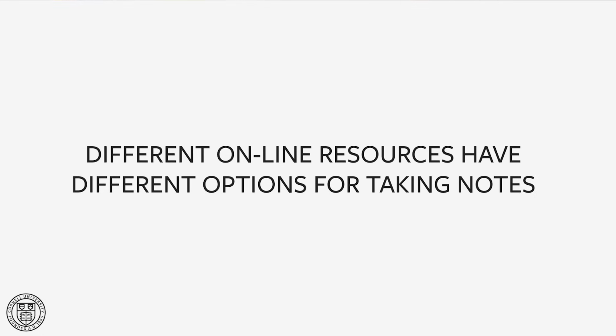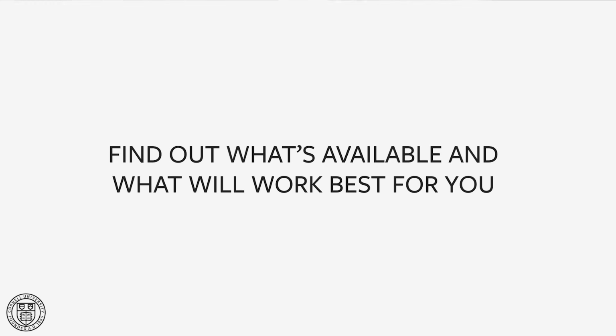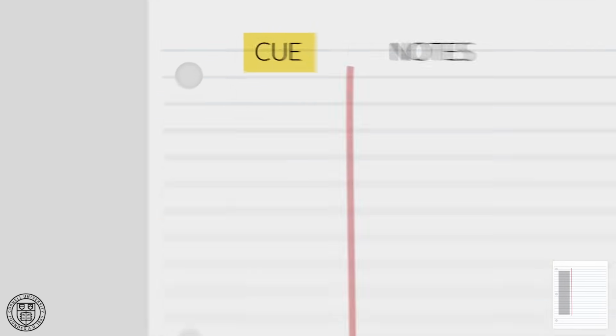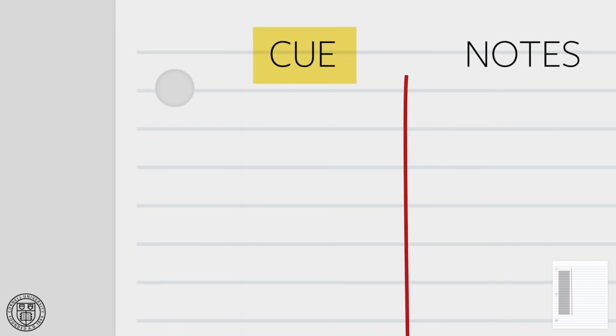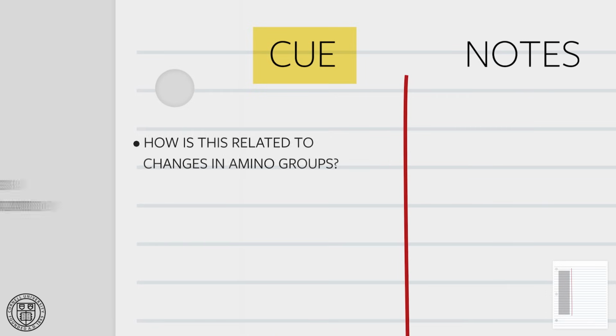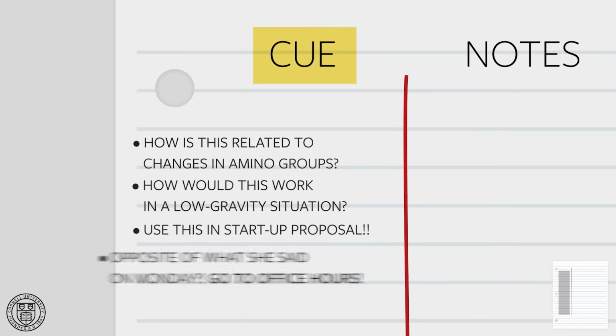Different online resources have different options for taking notes. Find out what's available and what will work best for you. Students use the Q section for all kinds of questions and comments. Traditionally, the Q column of Cornell Notes is used after you take your notes. This is the place where students add questions that will help them remember or organize the material.